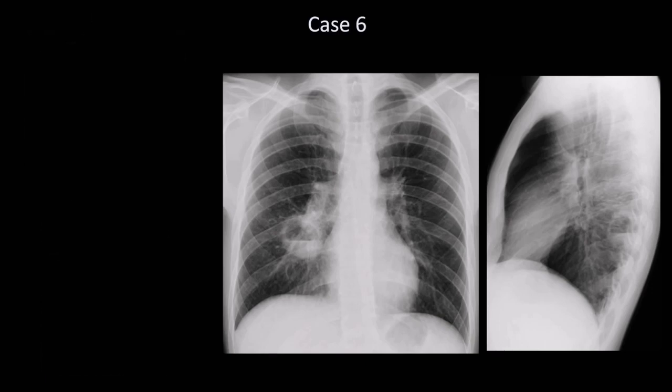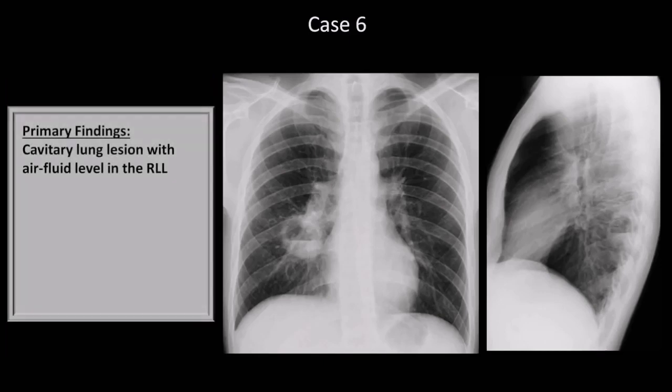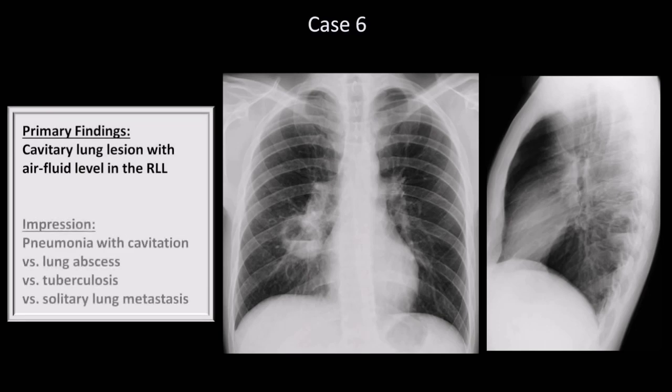Here's our list of cavitating lung lesions. Aside from the fact that the patient is an alcoholic and thus more prone to aspiration, there's nothing else that points to a specific diagnosis. Considering then just the most common, it is probably one of the top 4 on the list. So in summary, the patient has a cavitary lung lesion with an air fluid level in the right lower lobe, which is most likely due to pneumonia versus lung abscess versus tuberculosis versus a solitary lung metastasis.